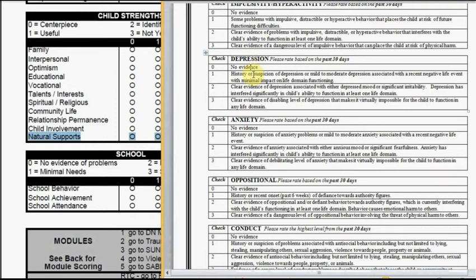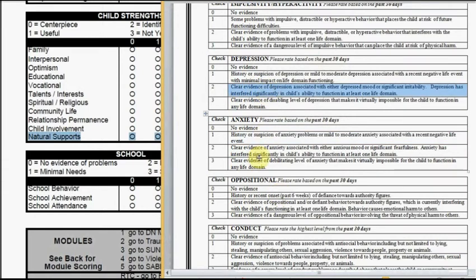0 is no evidence for the 3 of them. 1 is history or suspicion of depression or mild to moderate depression associated with a recent negative life event with minimal impact on life domain functioning. Likewise, in anxiety, it's a history or suspicion of anxiety with mild or moderate anxiety associated with a negative life event. And in the oppositional, that changes a bit.